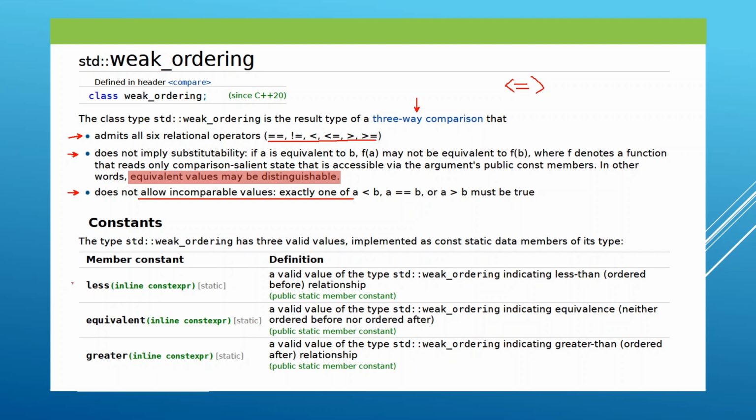And these are the values we support for weak ordering. We have less, we have equivalent, we have greater. Less means that the left operand is less than the right operand. Equivalent means that they are equivalent, but not necessarily equal. And greater means that the left operand is greater than the right operand. And when I mean left or right, I mean to the left or to the right of this three-way comparison operator here.